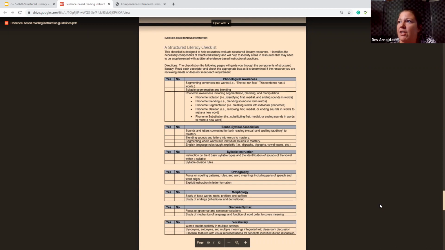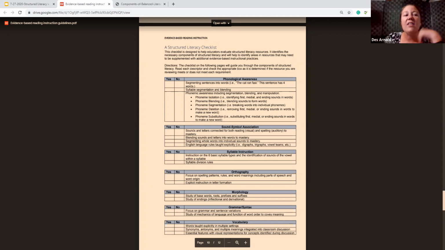Yes, I've got it up on the screen now. It says a structured literacy checklist. Yeah, I don't see that. The last page that I had would be references. I'm going to have to look through it. I do not see that page that you have up right now. That's not in the pages that I printed, and I have 12 pages here. It's a 14-page document. It starts with the components of balanced literacy, but I don't see it.